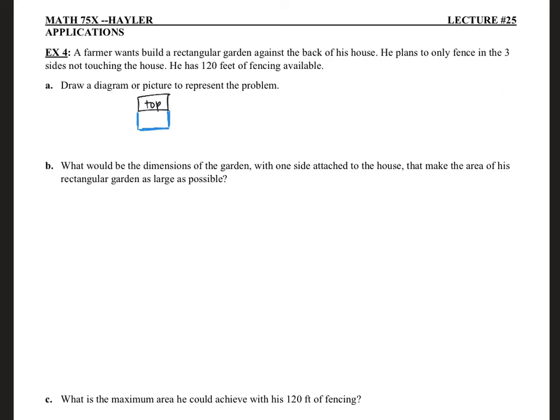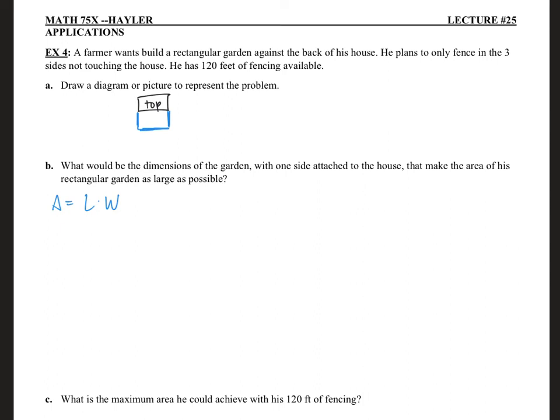So for B, what would the dimensions of the garden be, with one side attached to the house, that makes the area of his rectangular garden as large as possible? Well, to find the area, I need length times width, because length times width is the formula for area, right? But I don't know what any of the lengths or widths are.